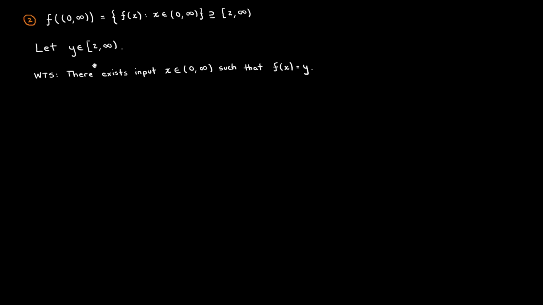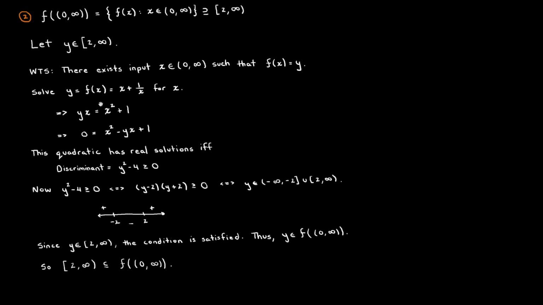Now what we need to show is that this y is an achievable output for f. So what this means is that we need to argue why there must exist an input x from my domain that maps onto y. Now what we will do is actually solve y is equal to f of x for x. And so what we can do is multiply through by x to get yx is equal to x squared plus 1.